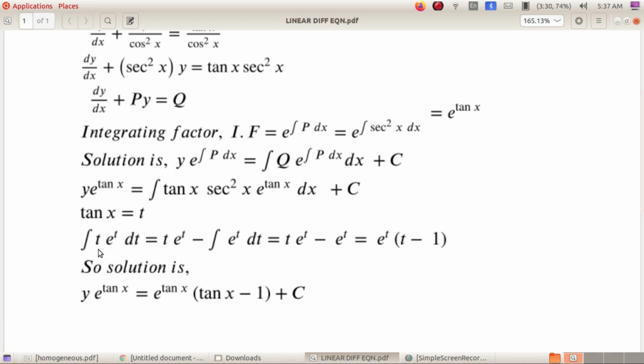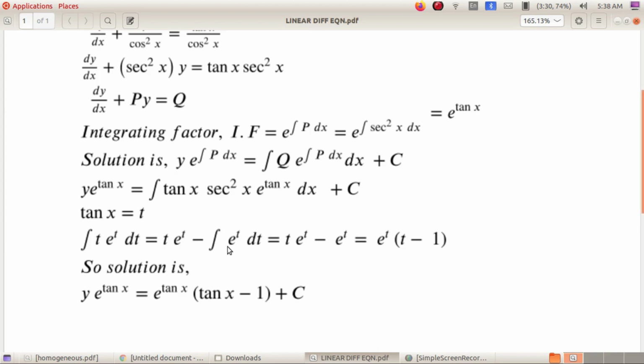Now take t as first function, e raised to t as second function. To integrate by parts, use ILATE. Here t is an algebraic function and e raised to t is an exponential function. So take t as first function, e raised to t as second function. Integration by parts: first function into integral of second function minus integral of derivative of first into integral of second. So t into e raised to t minus integral of derivative of t, which is 1, into integral of e raised to t, which is e raised to t.